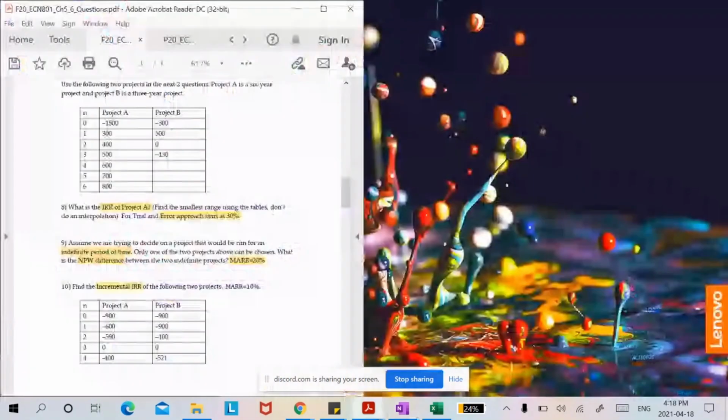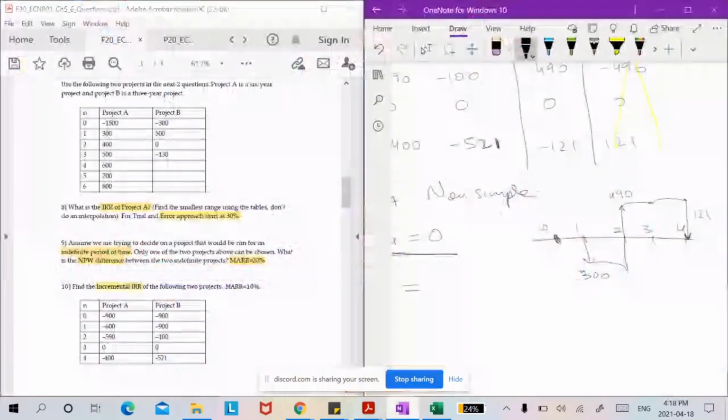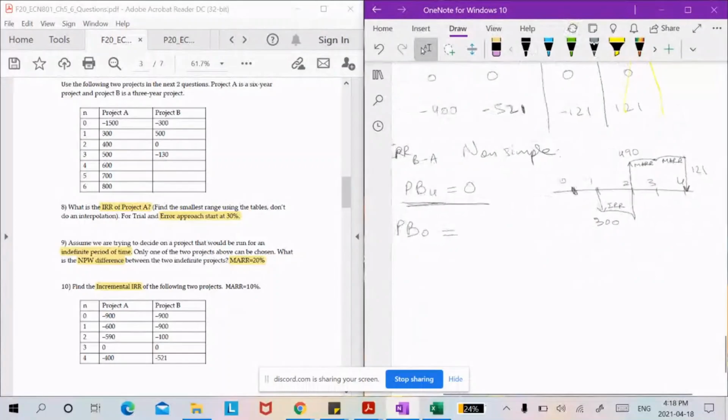Can you guys still hear me? Okay. So here the IRR would be the thing affecting, and here it would be the MAR. Here and here.